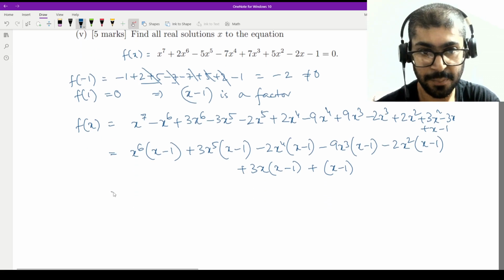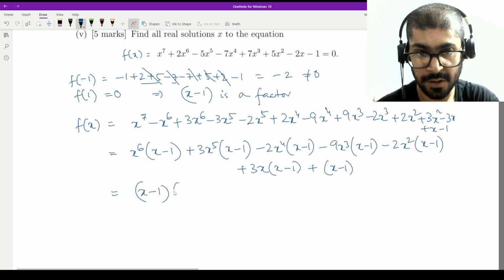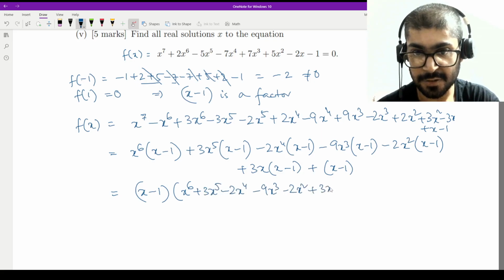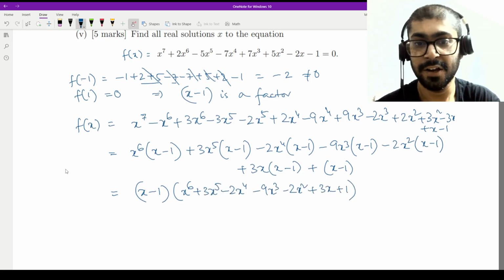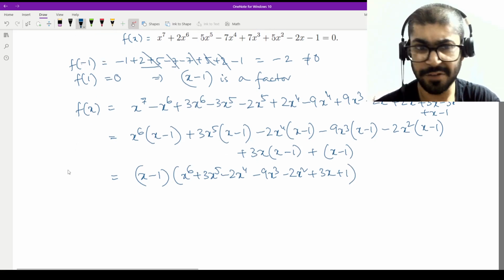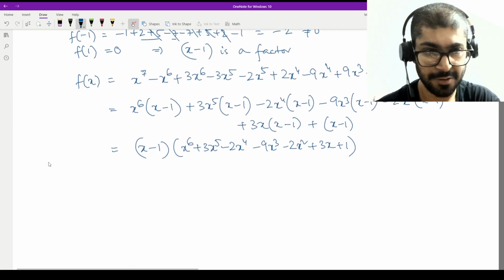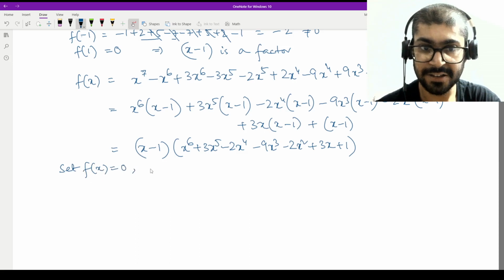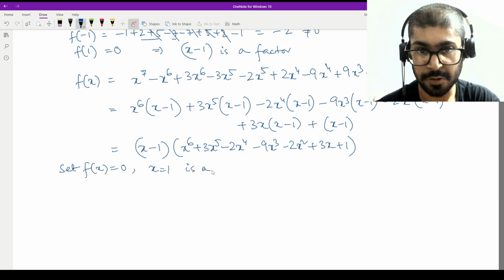Alright, so what do I end up with? I end up with x minus 1 into x to the power 6 plus 3x to the power 5 minus 2x to the power 4 minus 9x cube minus 2x square plus 3x plus 1. Alright, huge equation. And as you can see, the powers are symmetric once again, and they are symmetric about x cube. So we have to find the roots of f(x). Now one of the roots is fixed anyway. So if I set f(x) equal to 0, then x equal to 1 is a root.